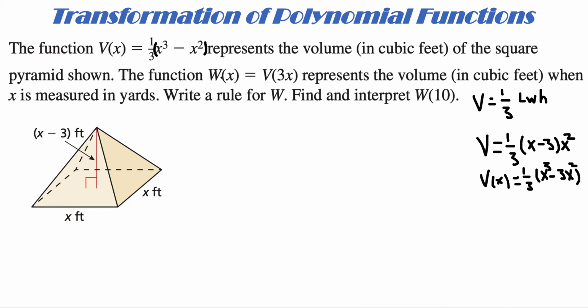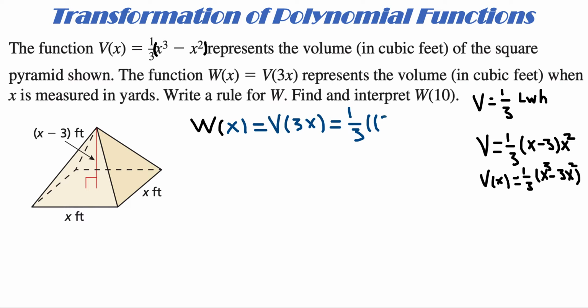It says we already have the volume, and it says W of x is equal to V of 3x. So we want to find W of x. Let me write it with a different color. W of x, in blue, is equal to the volume V of 3x. So whatever we have in this function, wherever we have x, we are substituting 3x. Here is 1 over 3, and let me write two parentheses.